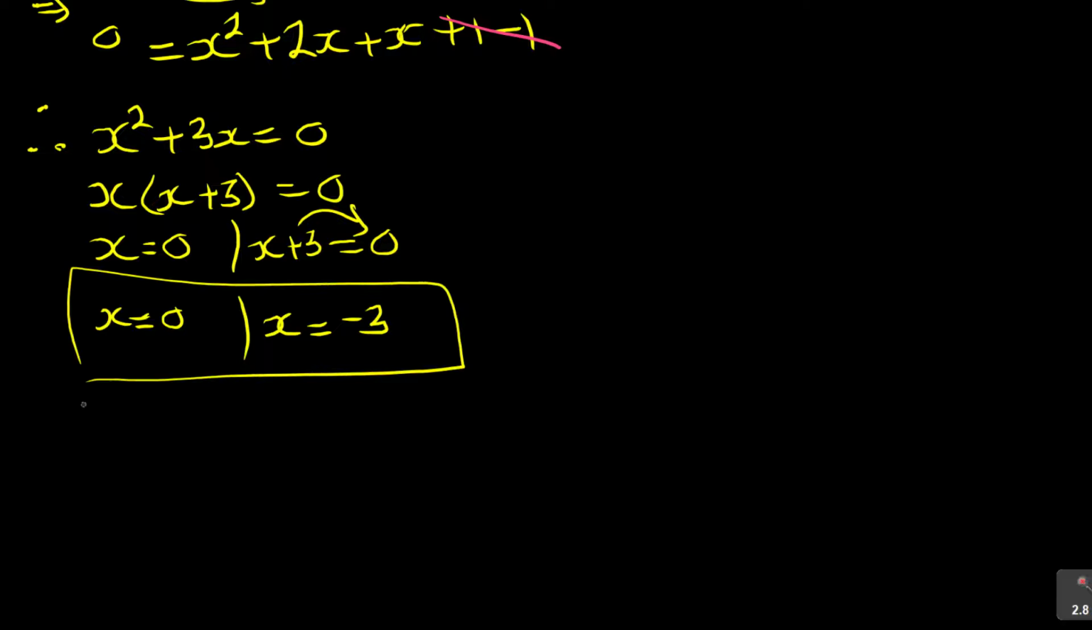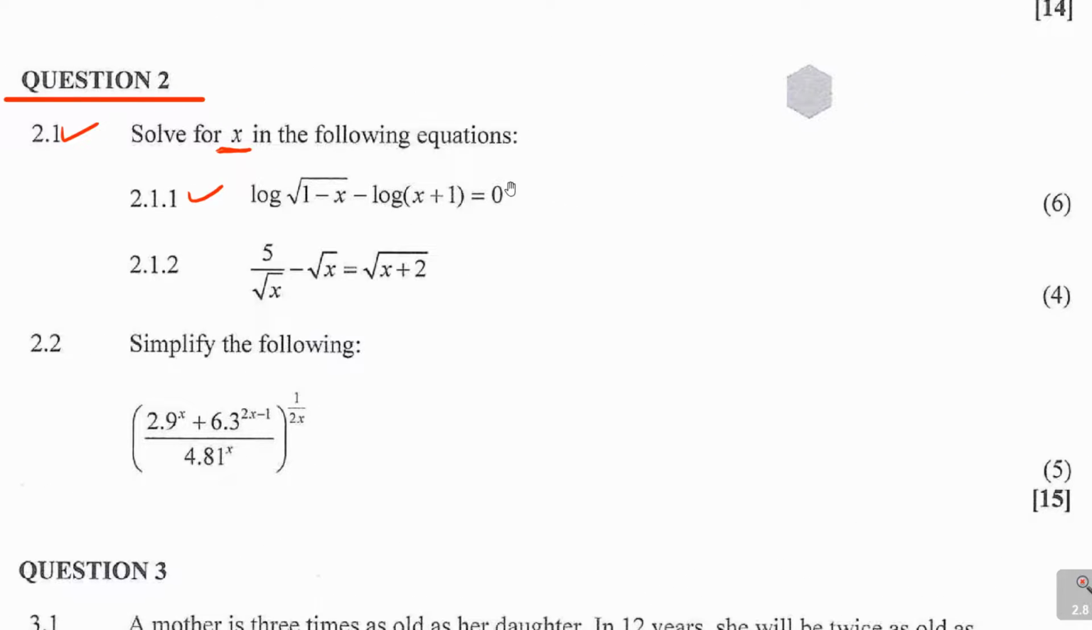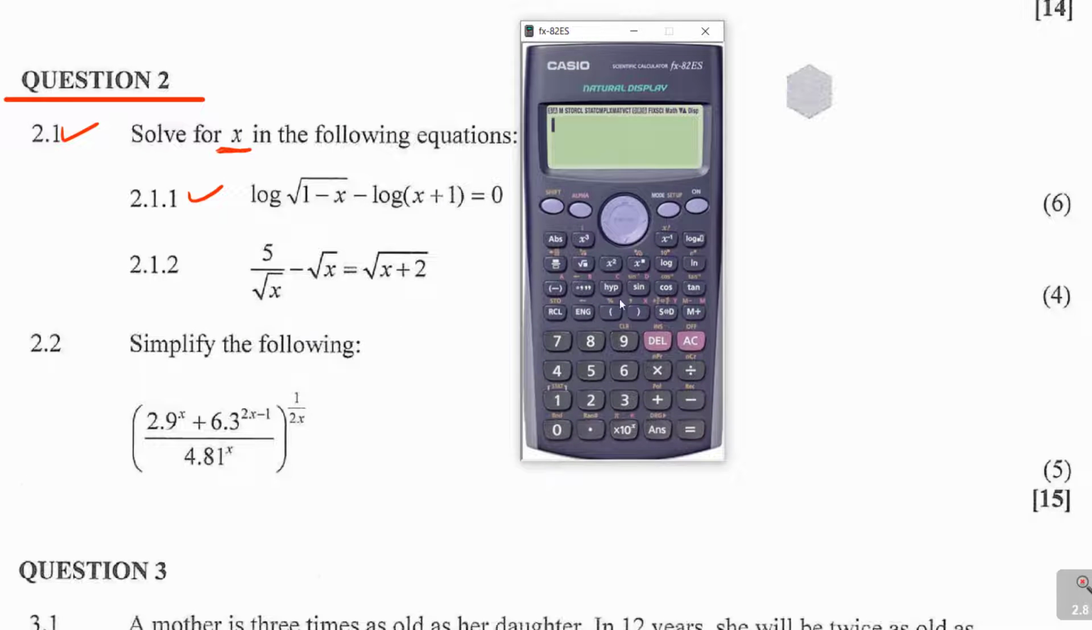Those are my two values of x. x is equal to 0 or x is equal to negative 3. So I can come here and test the answer. Wherever there is x, if I put 0 here, or I put negative 3, I must get a 0. So let's look at this. Start with the first one. Log of the square root of 1 minus x is 0, remember? And then minus log, bracket, there is a bracket already, which is 0 plus 1, equal to, I'm getting a 0.